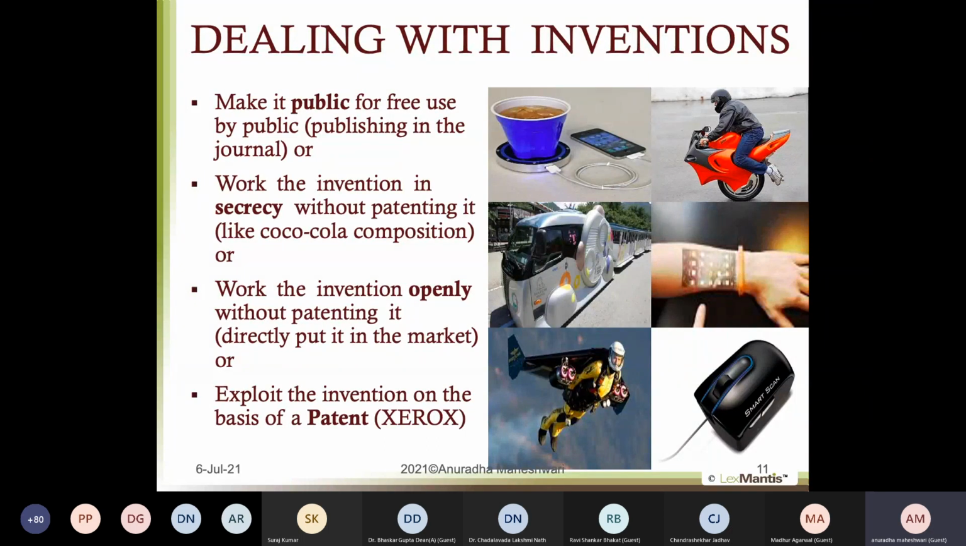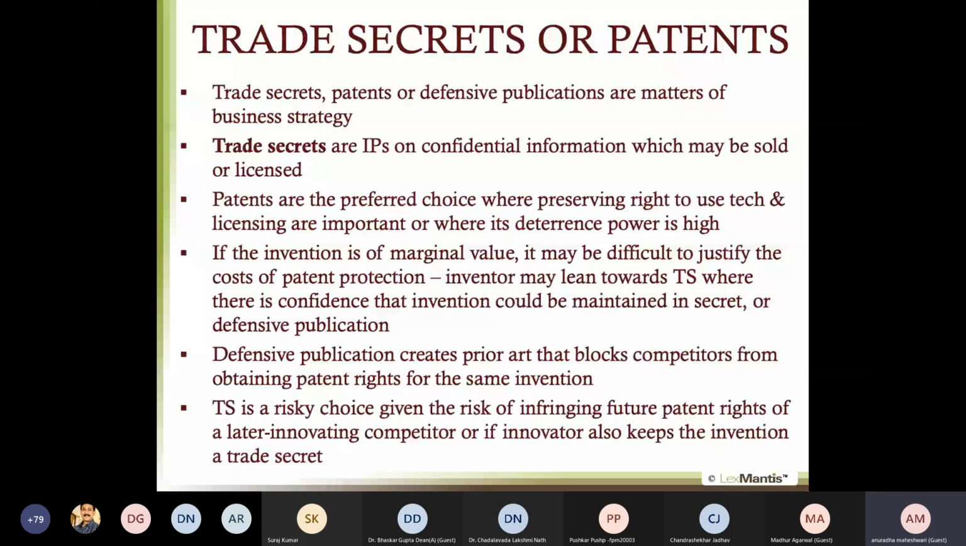The next and the last one, which is the best of all, is I don't work it openly, I don't work it secretly, but before I work it, I get a patent in my name for the invention. Once I get a patent, then I work it openly, because now all the rights relating to that invention have been granted to me. So this is what patents are all about.